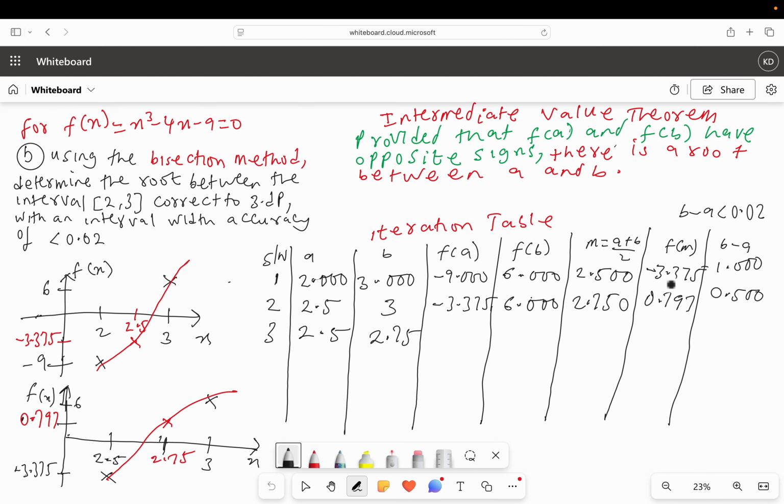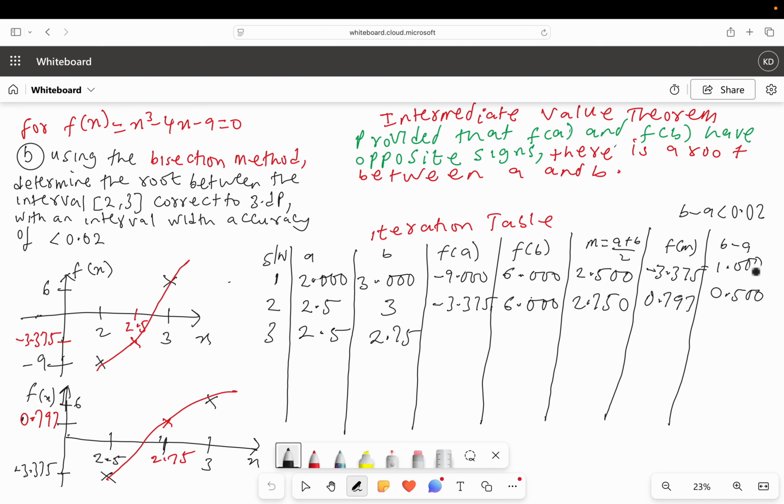So if I find my midpoint and f of m turns out to be minus 3.375, in order to maintain the condition, it means my m will have to replace the a. So in the second iteration, a will turn into 2.5 in order to have the negative positive sign condition. For the second iteration, my m is 2.75 and I found my f of m to be 0.797. Now it is positive. So it is b that gave me positive in the previous iteration, so my m will now replace the b. So 3 will turn into 2.75. That is how you have to keep on doing.